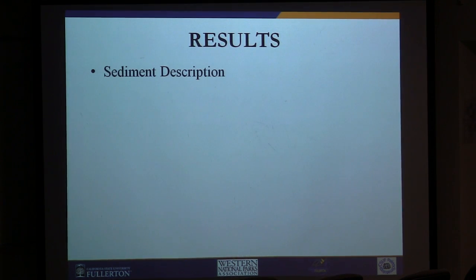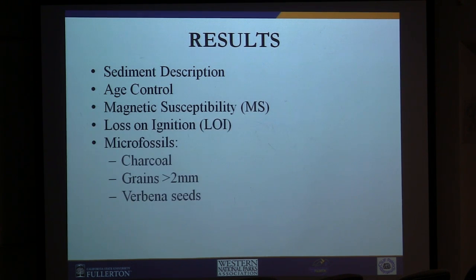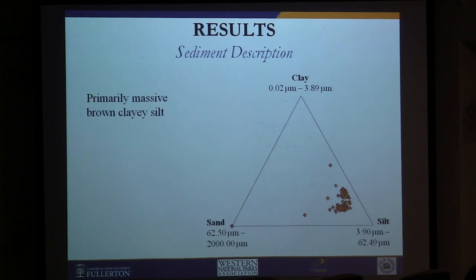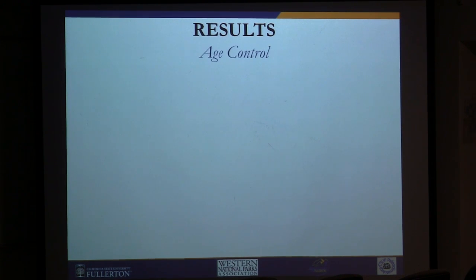And our results, I'll talk about the sediment description, age control, magnetic susceptibility, loss on ignition, microfossils, and grain size again. So for sediment description, I threw all of the sediment data that we got from the Malvern into a ternary diagram, and we ended up with primarily massive brown clayey silt. We were unable to do a stratigraphic profile because the cores were extruded vertically or in situ and could not be carefully described.